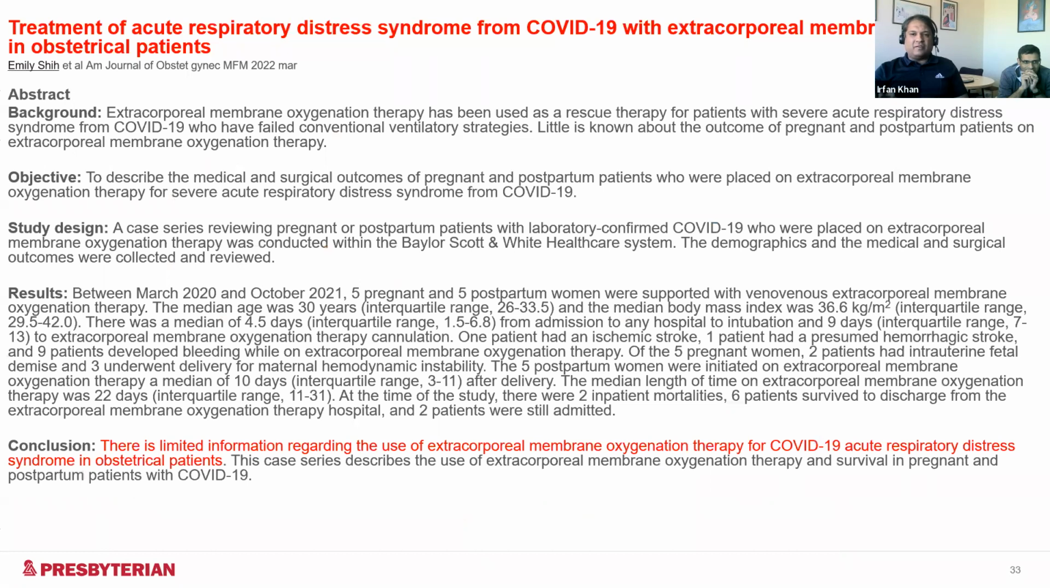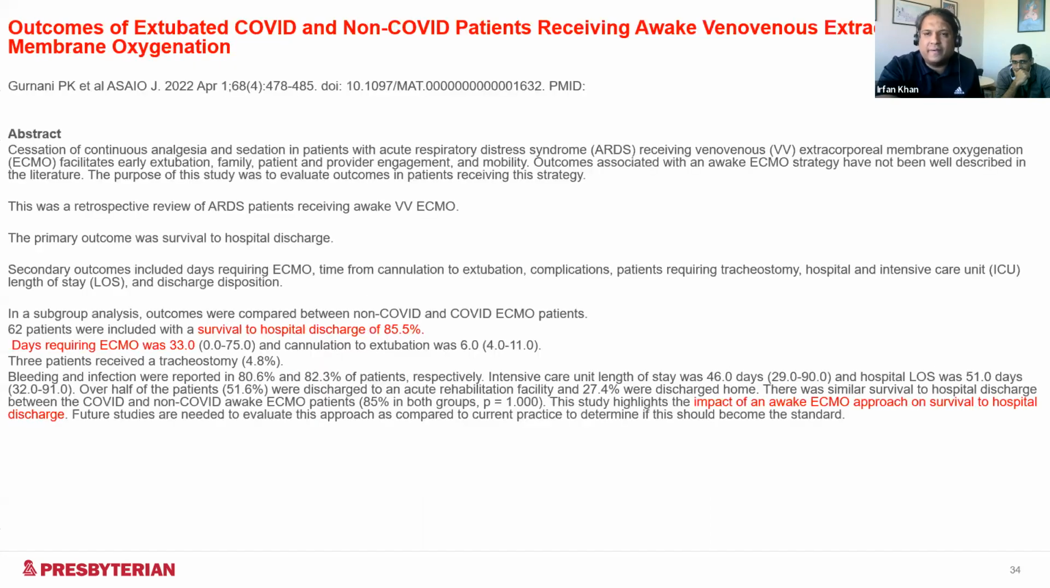Pregnant patients, I mentioned earlier, this is basically a case series that looked at pregnant or postpartum patients who were supported with VV ECMO. Their survival was close to 80%, and this is something that we have seen similarly. I don't know what is protective in the mother that helps them survive this illness. We've had patients who have had very short runs, 25, 27 days, and they came off ECMO despite being extremely sick. Again, the information on this is quite limited.